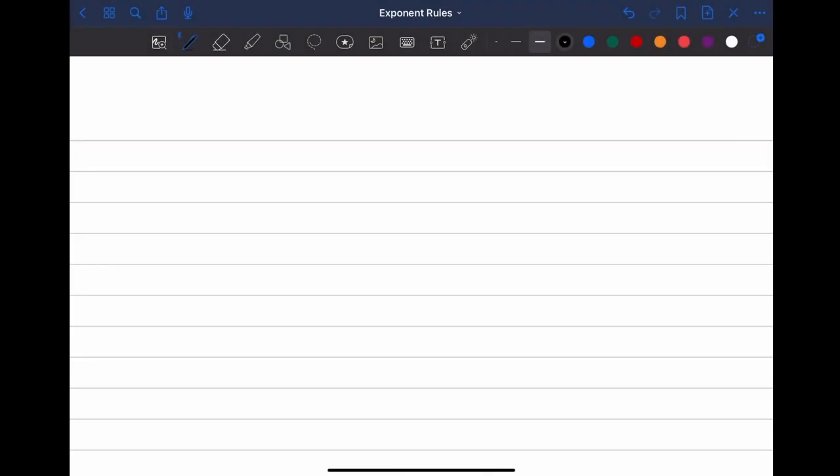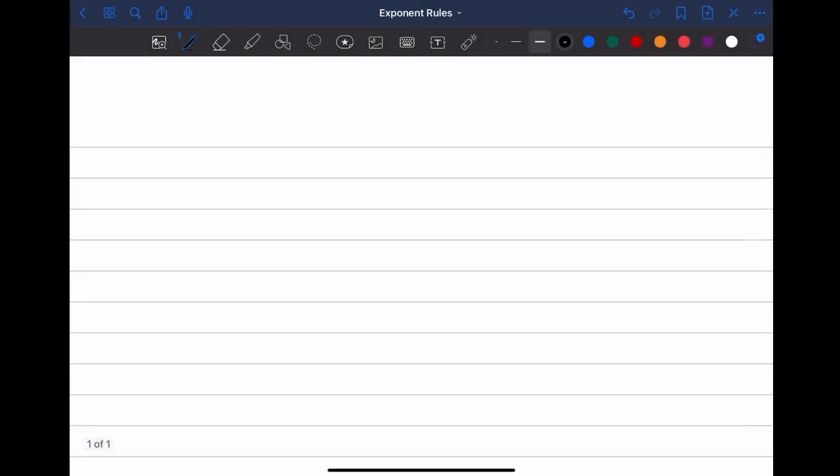Hey, today we're going to be looking at exponent rules. There are three rules we have to know. First one is for multiplication, so I'm just going to write it here.